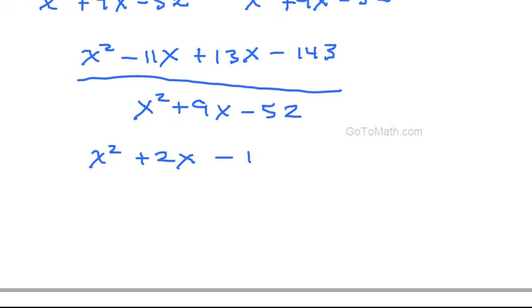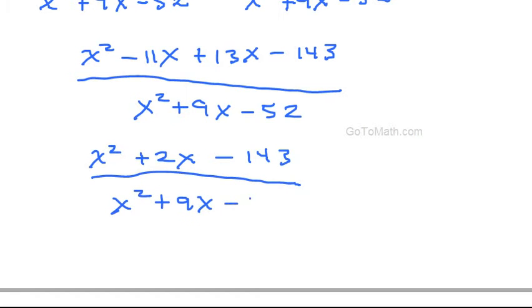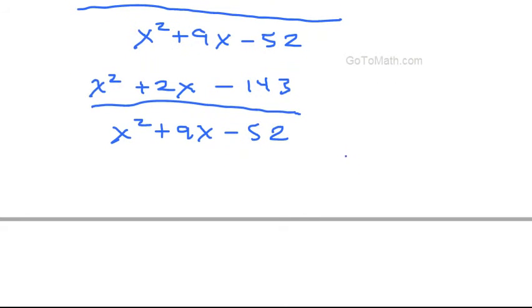And then minus 143 over x squared plus 9x minus 52. Now I have a suspicion that we might want to factor this up here and factor this and see if there are any terms that might cancel out. 143. What do we got on that? I think it might be easier to do 52 maybe, and we'll just write it right over here.